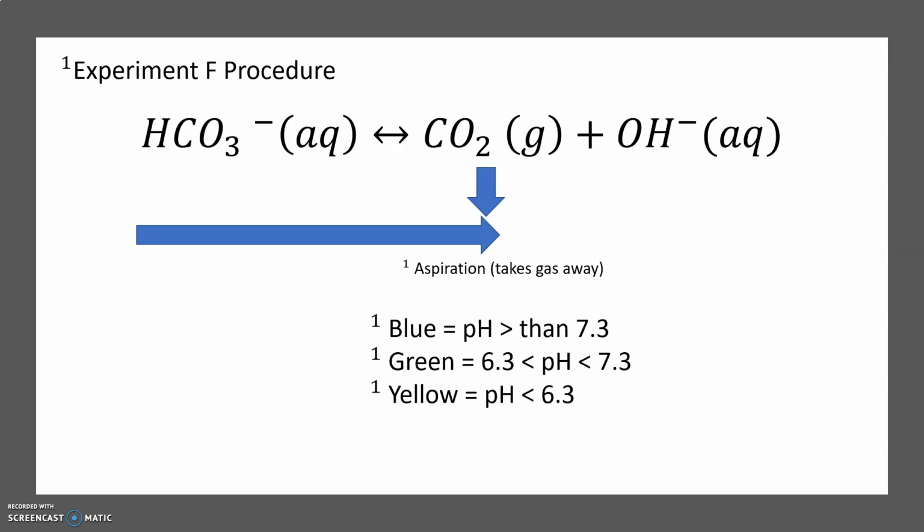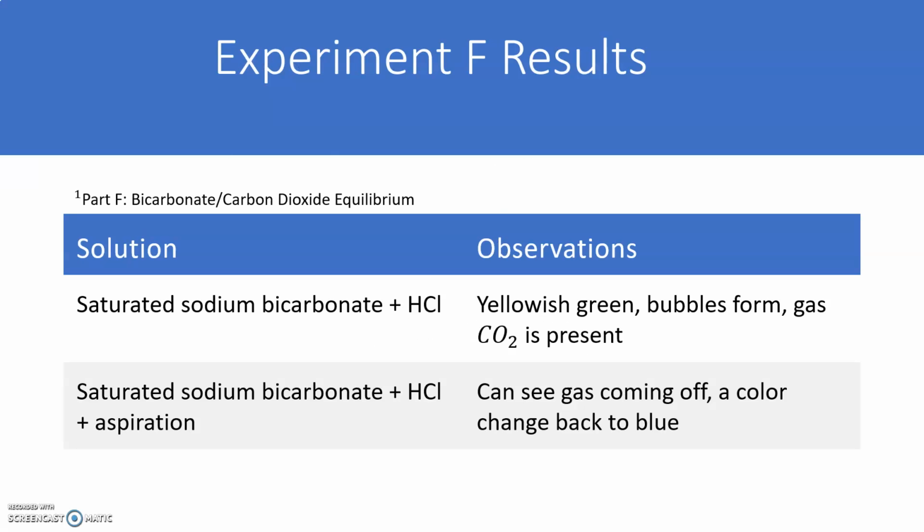In the lab manual, it stated what the pH of each color meant. As illustrated on the screen, the solution went from neutral to basic because of the shift from green to blue. This slide exhibits the observations made in Experiment F.